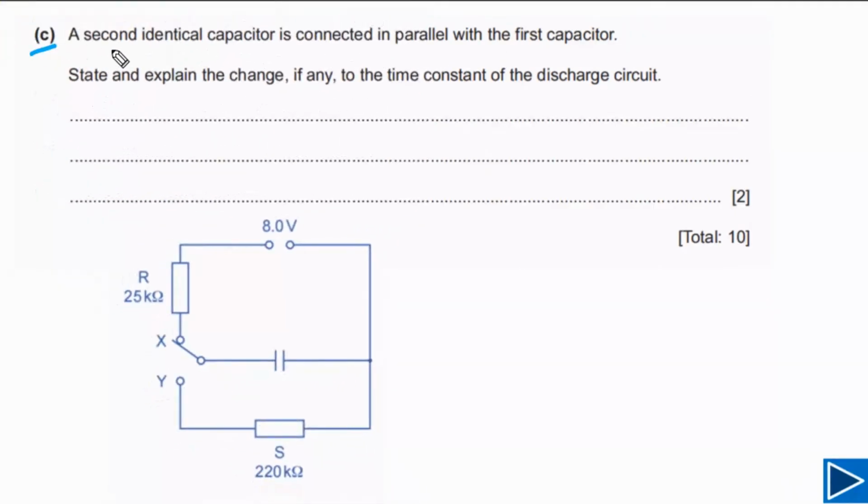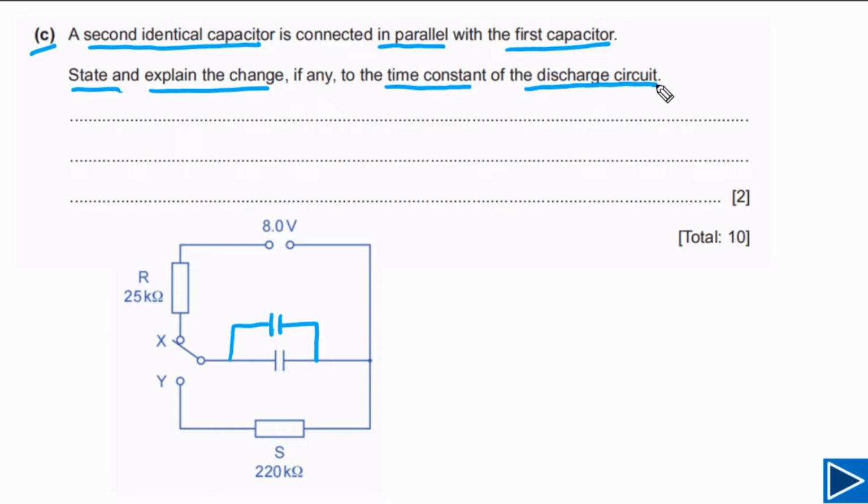For part C, it is given to us that a second identical capacitor is connected in parallel with the first capacitor. So it simply means that there is another capacitor that is identical to the first one and is connected in parallel with the first capacitor. So this is how the new capacitor is connected. And the question is asking us to state and explain the change, if any, to the time constant of the discharge circuit.